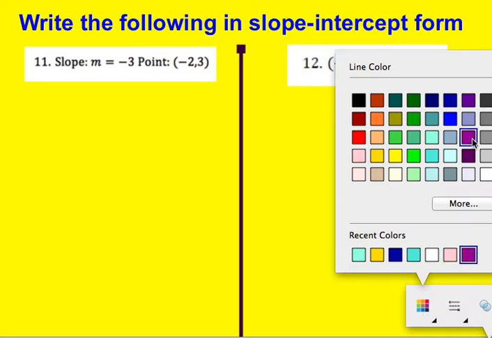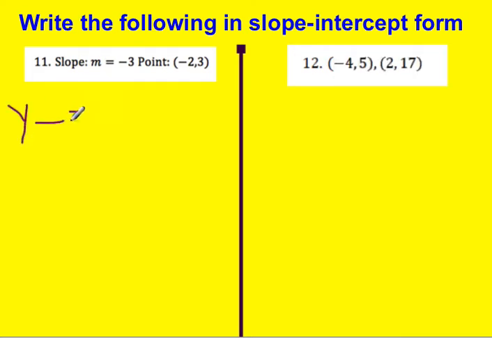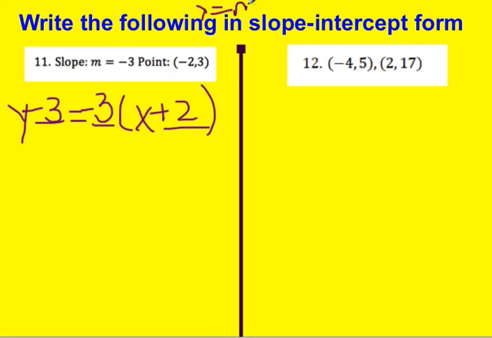So what we're going to do is put number 11 in point-slope form. We're just going to start with that. So my slope is -3, that goes here. My y-coordinate is a +3, so I'm going to put -3 here. And then my x-coordinate is a -2, so we're going to put +2 here. So remember that slope-intercept form is y is equal to mx plus b.